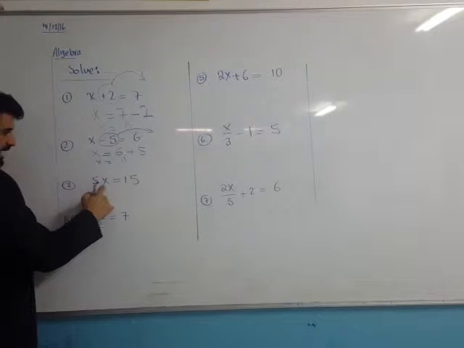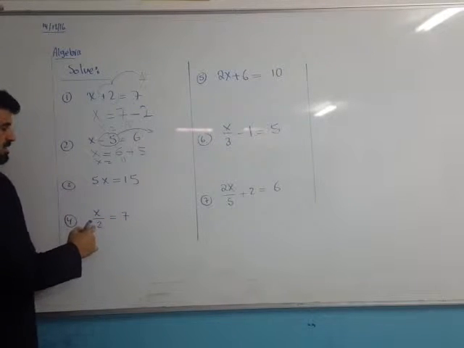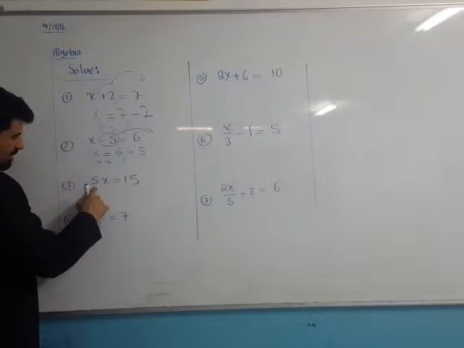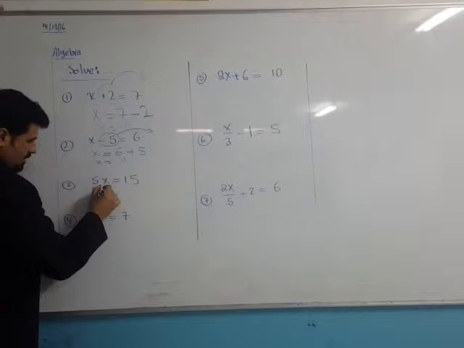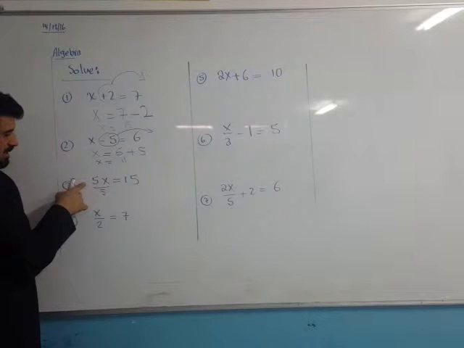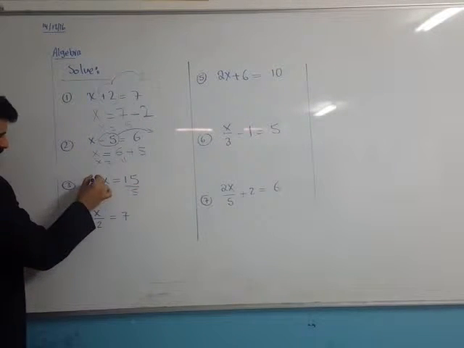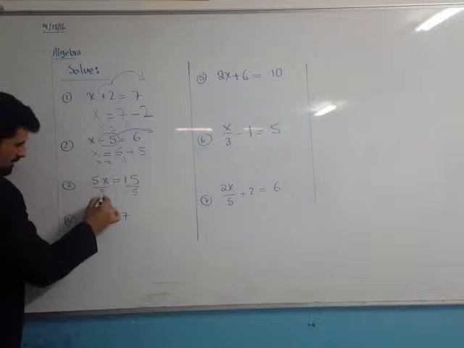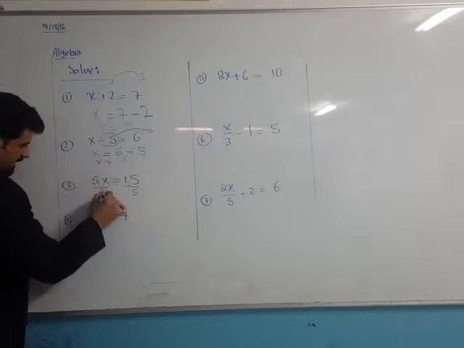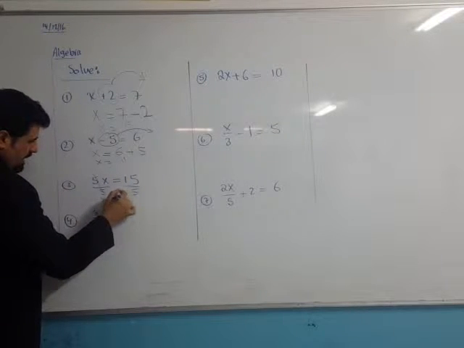Okay? 5x equals 15. This is 5 times x. So to get rid of the 5, we divide by 5. Because when you divide, you can cancel. But you can't divide only one side. You have to divide both sides by the same number. Now, 5 divided by 5 is 1. So this will be x, because they cancel each other. And now, 15 divided by 5 is 3, and that's the answer.